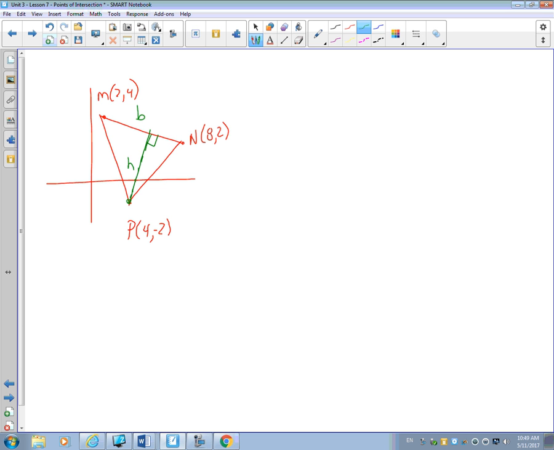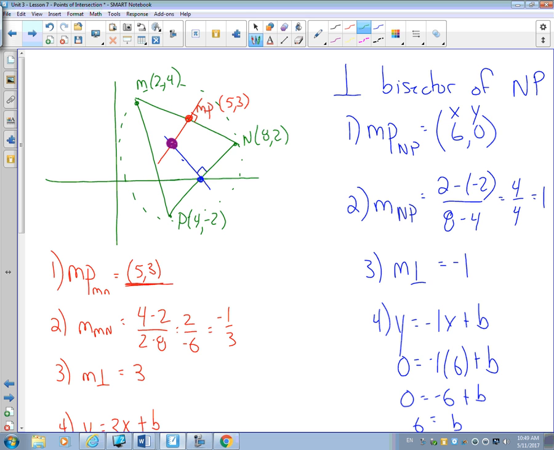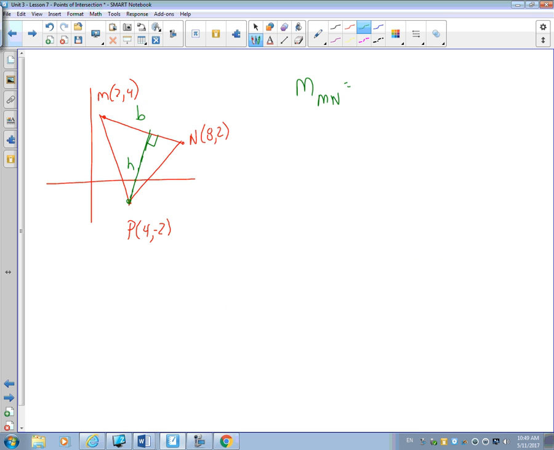Oh, it makes a right angle. So that means I can find the slope. I can find the slope of MN. The slope of MN would be helpful because it's perpendicular to my slope. I think I found the slope of MN somewhere along the line here in one of my previous things. The slope of MN, we did right here. It was negative 1/3. Well, that's useful. I don't have to recalculate it. But that's not the slope I want. I want the perpendicular slope, which I know. That's 3.